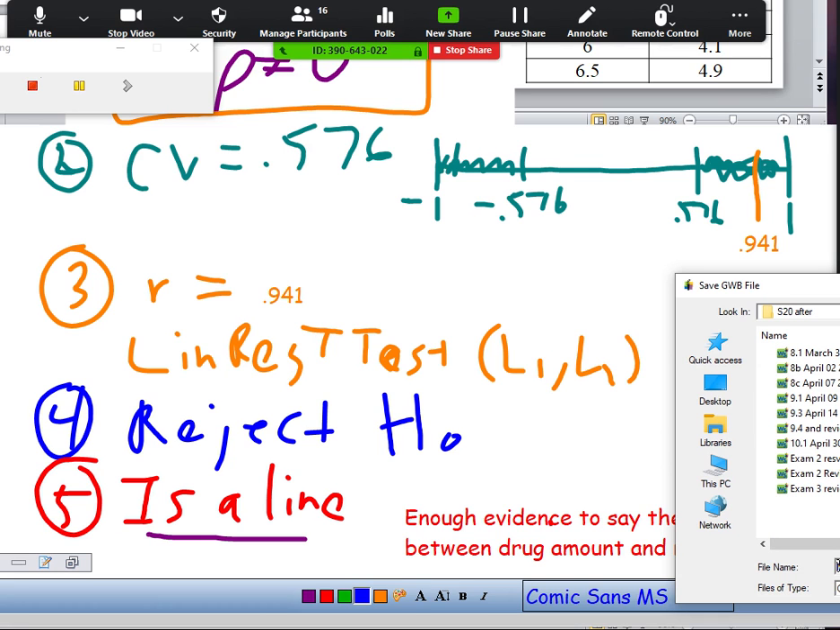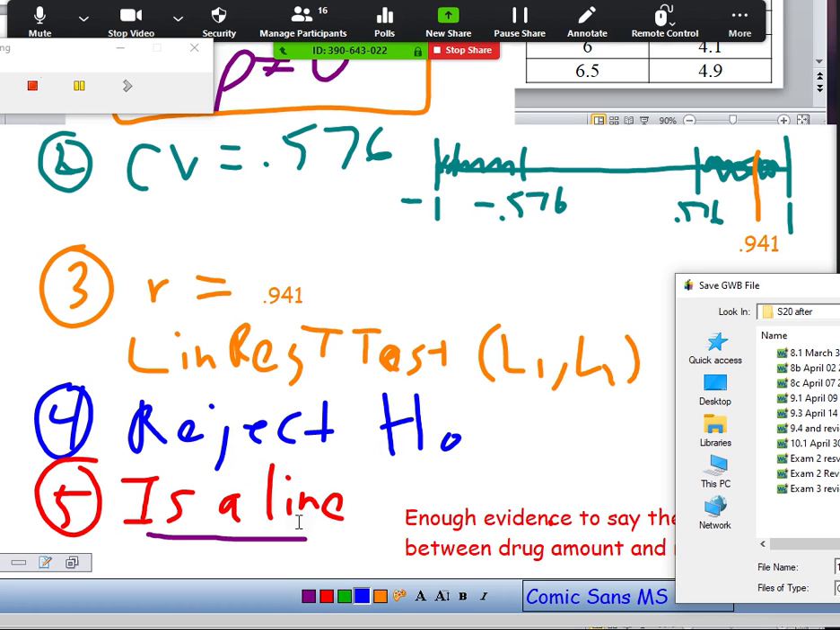Let me put this in there. And then what you ended up getting was an R of 0.941. So then we threw it in here. It goes, 0.941 is between 0.576 and 1, so it goes in there, which is totally in the rejection region, right? You can see that. So we're going to reject H0, which means, since I do reject H0, then it is a line.